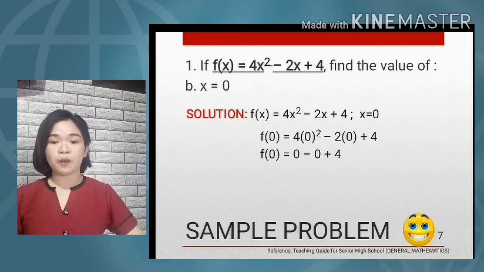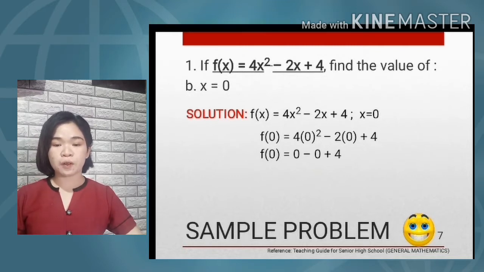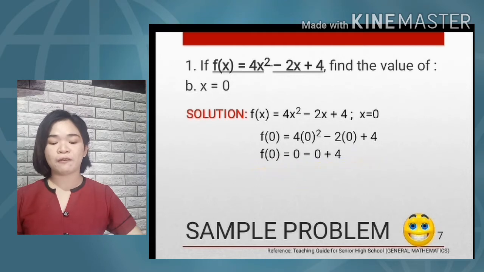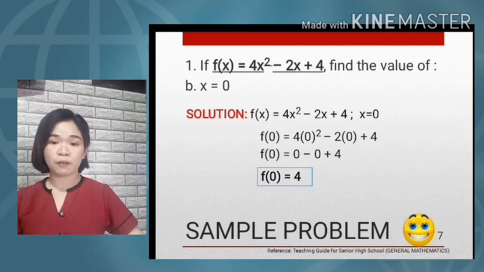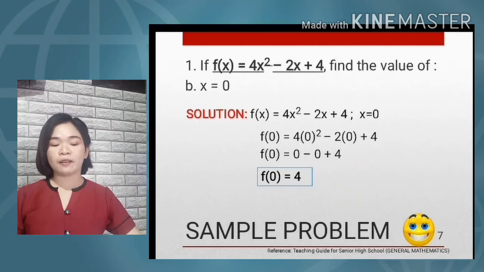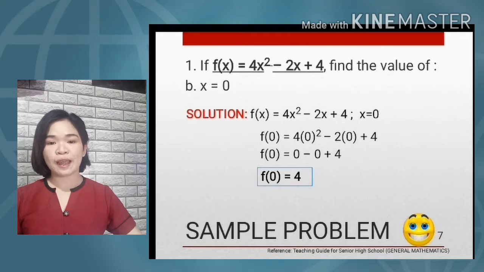So the new equation will be f of 0 is equal to 0 minus 0 plus 4. So that will be equal to 4, because 0 minus 0 is 0, plus 4 is equal to 4. Therefore, the value of 4x squared minus 2x plus 4 is equal to 4 if the value of x is 0.